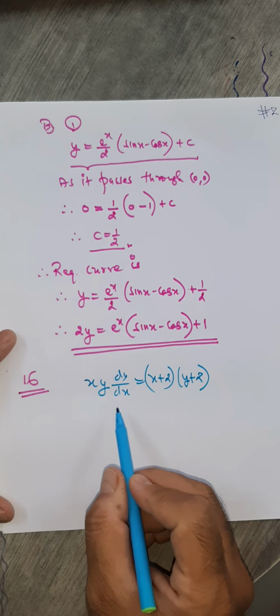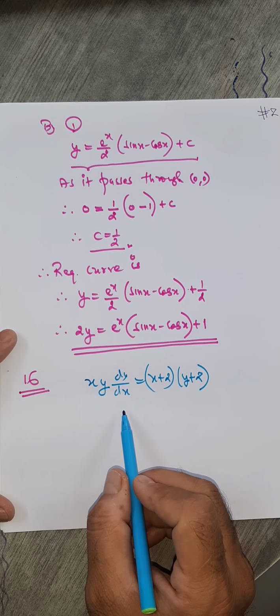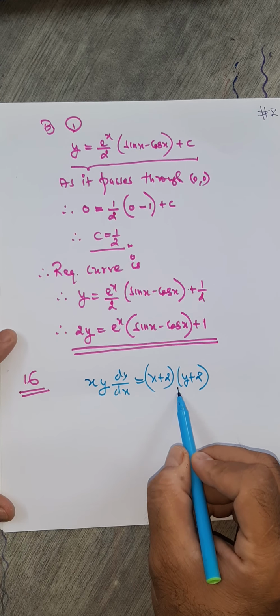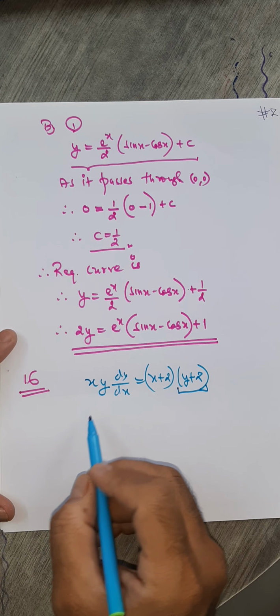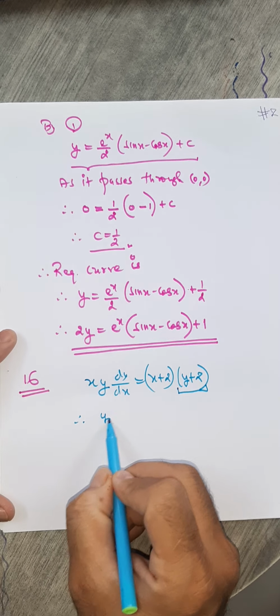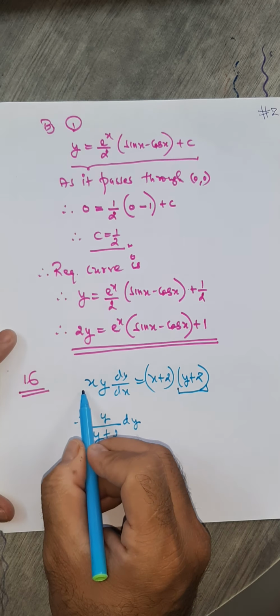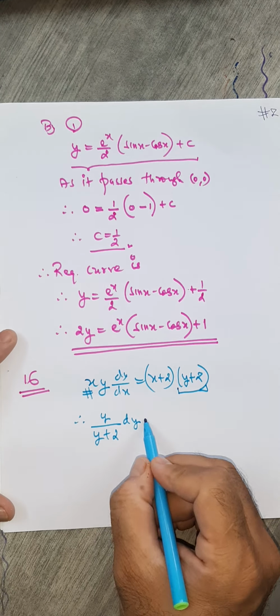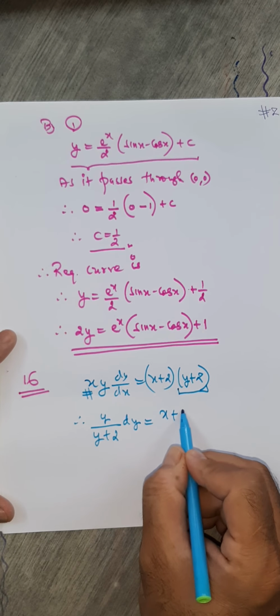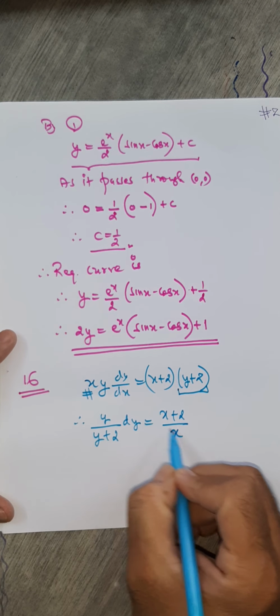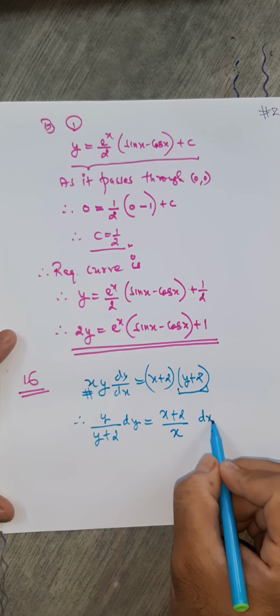Now, we need to separate the variables. So what I'll do, I'll take this term over here: y upon (y plus 2) into dy. And I'll take this term over there. So this equals (x plus 2) upon x, and dx will go that side.